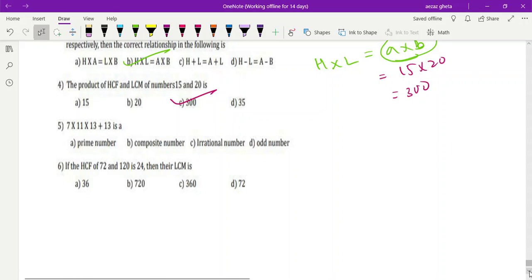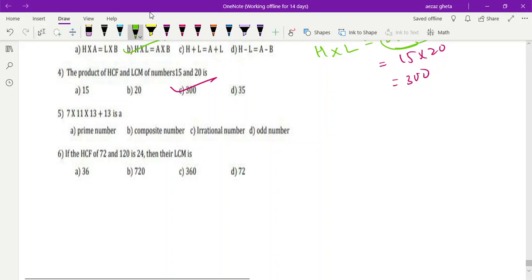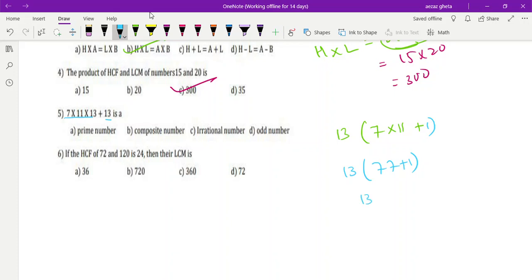Next question. You can see the next, 7 into 11 into 13 plus 13. You know, if I take 13 common, this is one term and this is another term. If I take 13 common, the remaining will be 7 into 11, and here nothing means 1 I should write. So 13 into (77 plus 1), 13 into 78. As it has more than 2 factors, like 1, 13 and 78, it is a composite number. It is a textbook question, composite number.